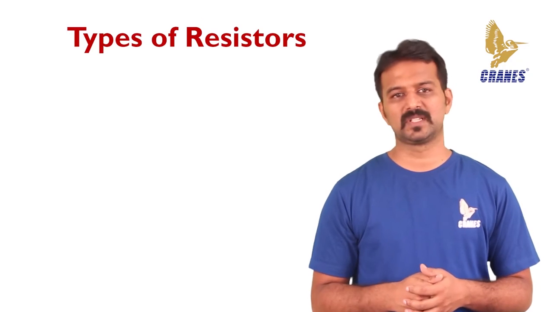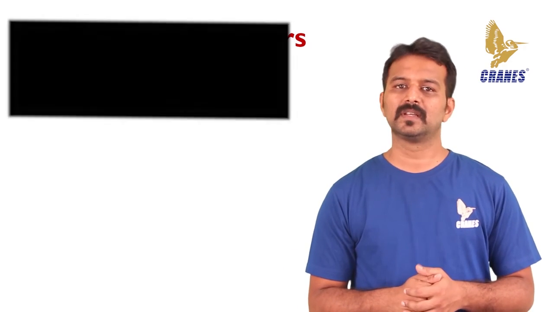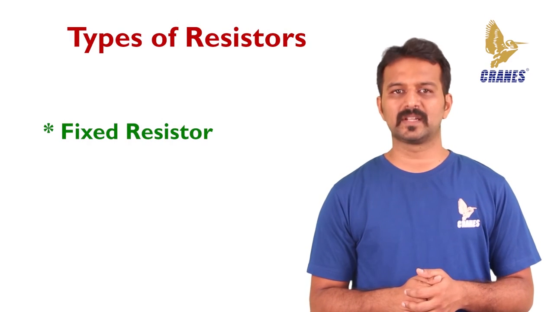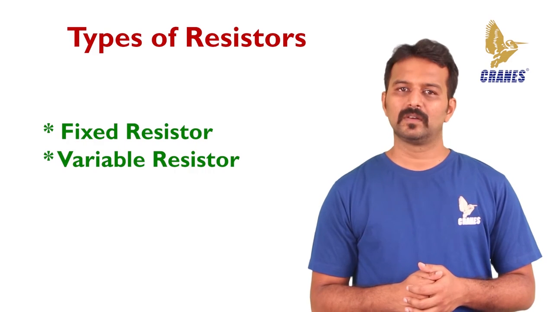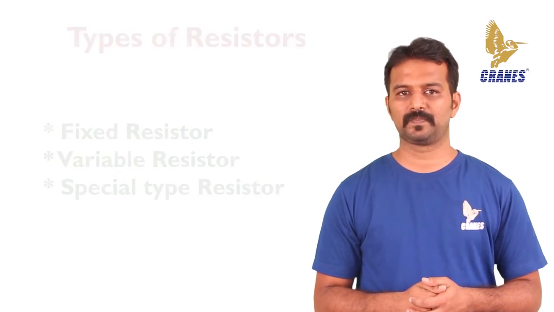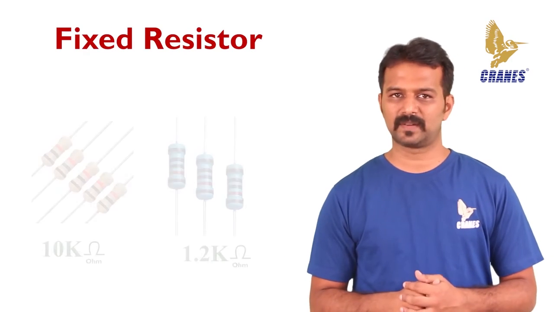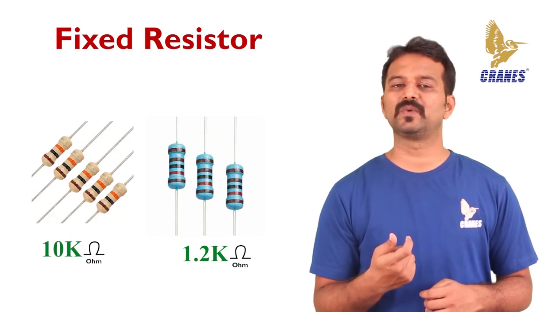Classification of different types of resistors. Fundamentally, there are three types of resistors. They are fixed or linear resistors, variable resistors or potentiometers, and special types of resistors. Let's look at the fixed resistor. These resistors have a fixed value of resistance. The resistance value cannot be changed.